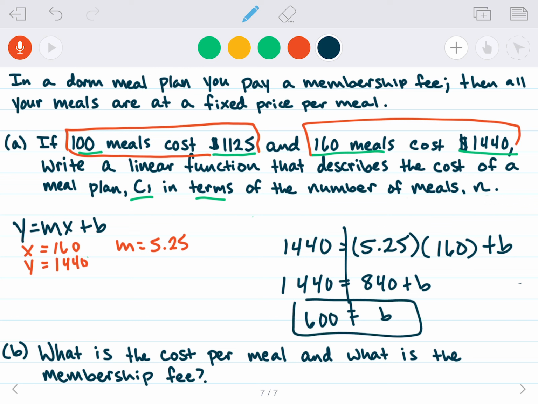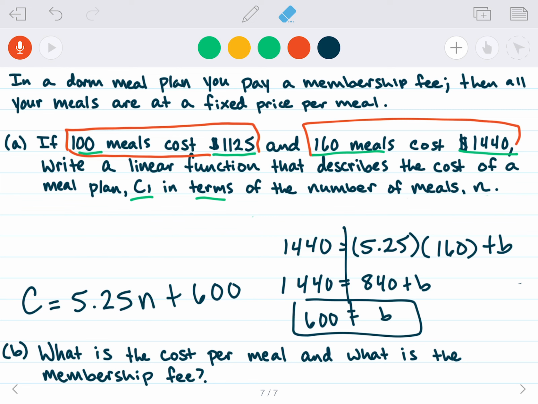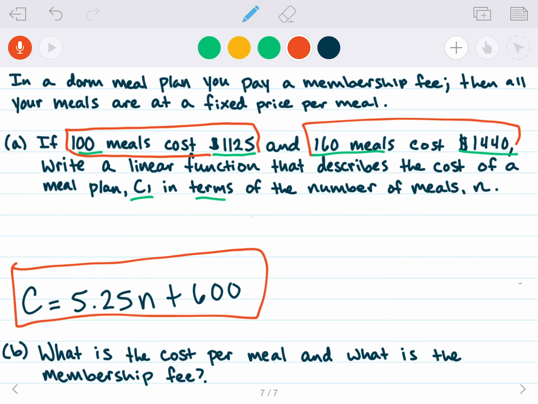All right, so now we have our slope, we have our y-intercept. Let's write our linear function. So again, instead of y, I'm using c. Okay, so just keep that in mind. I have y equals m, which is 5.25 times x. And remember, instead of x, I'm using n. So x plus b, which is 600. So that is our linear equation. Again, instead of y, we're using c. Instead of x, we're using n. That is our linear equation that represents the cost of a meal plan. That's the cost of the meal plan for a certain number of meals, okay?